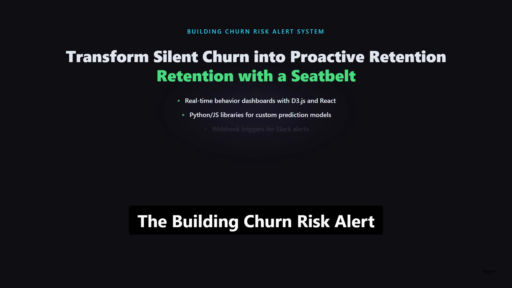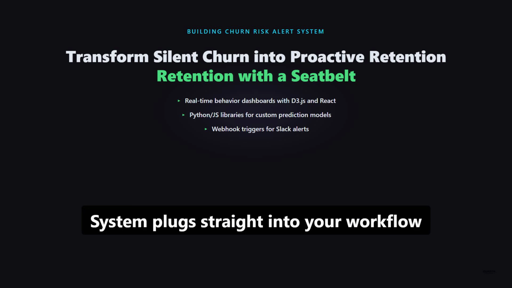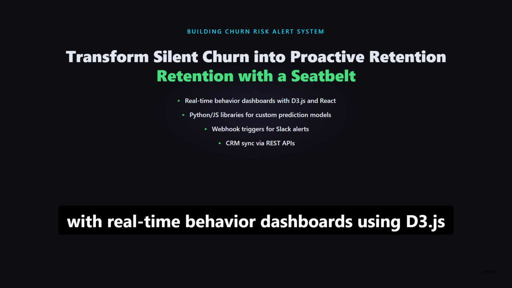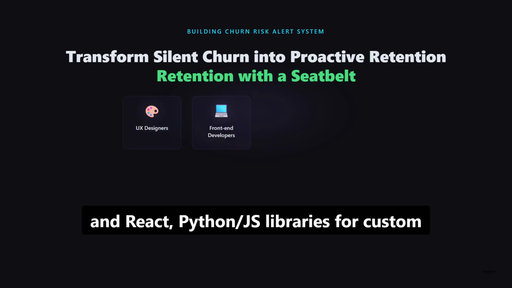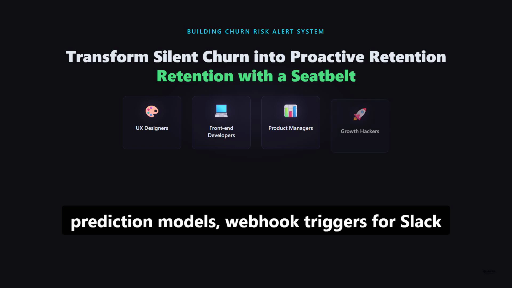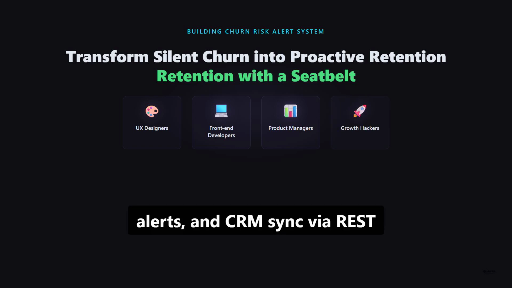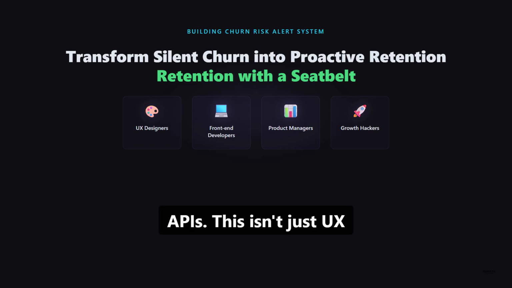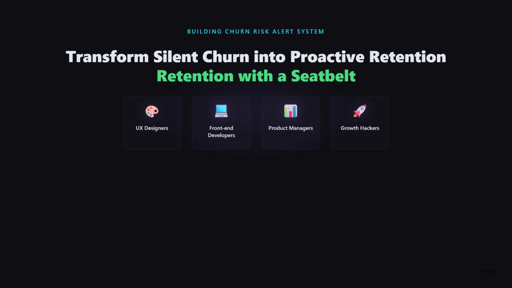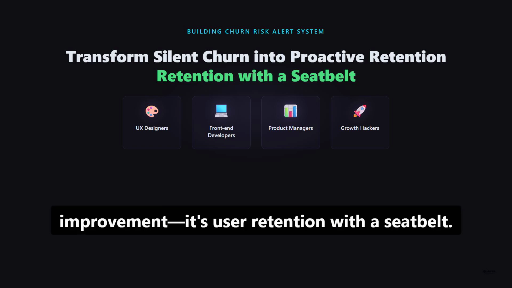The Building Churn Risk Alert system plugs straight into your workflow with real time behavior dashboards using D3.js and React, Python.js libraries for custom prediction models, webhook triggers for Slack alerts, and CRM sync via REST APIs. This isn't just UX improvement, it's user retention with a seatbelt.